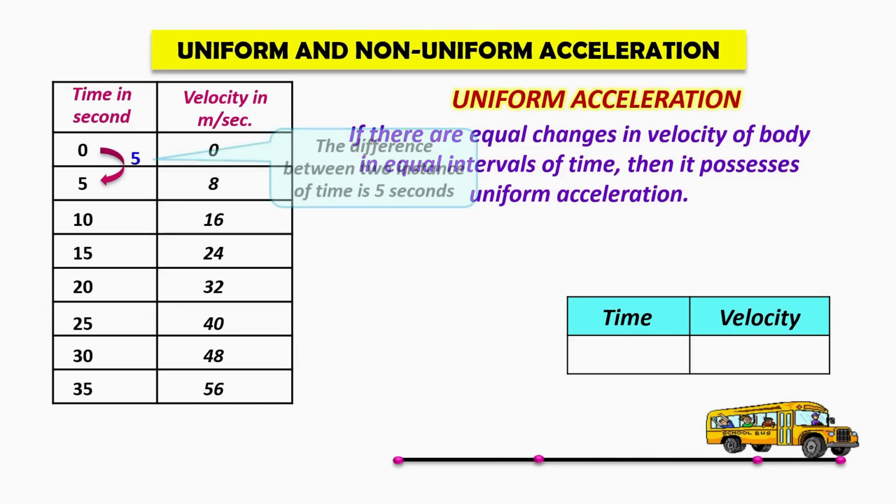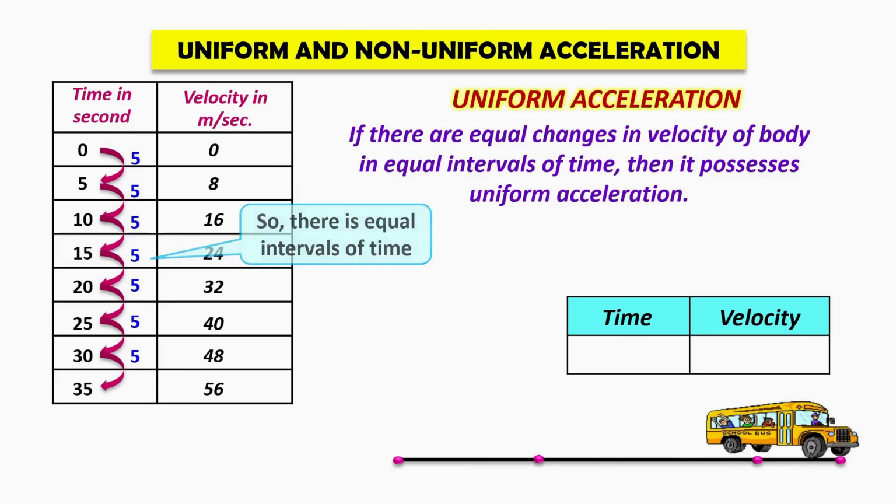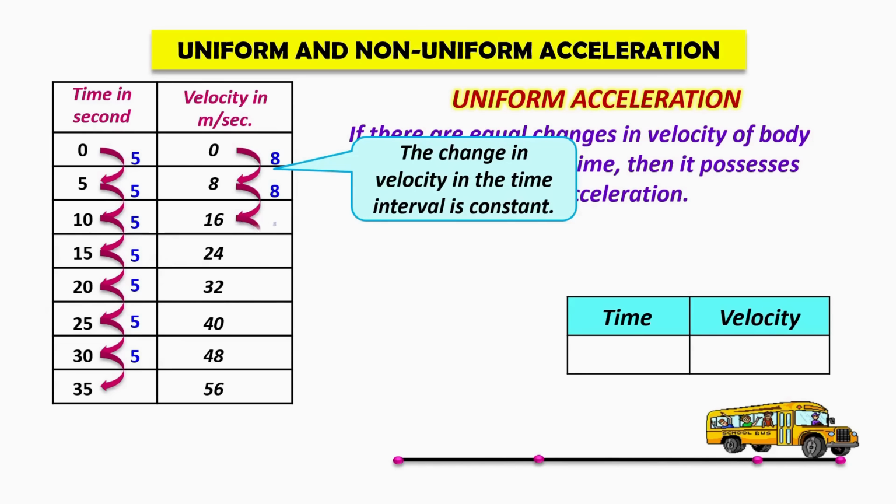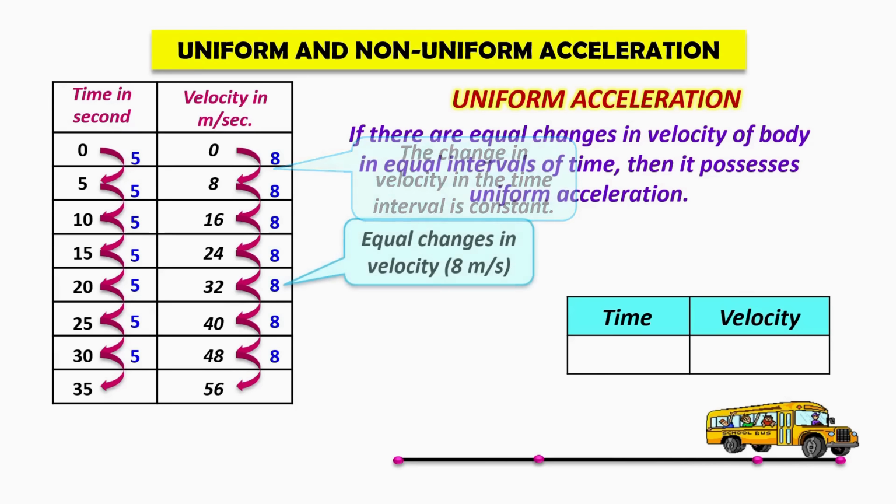Second, look at the change in velocity. From 0 to 8, the change in velocity is 8 meters per second. From 8 to 16, again the change is 8 meters per second. From 16 to 24, once again the change is 8 meters per second. So, the change in velocity is constant for every equal interval of time.